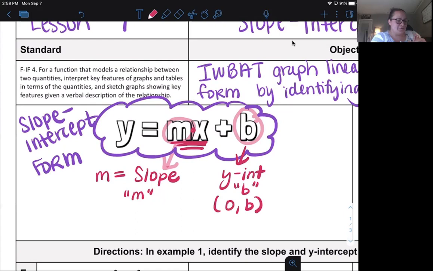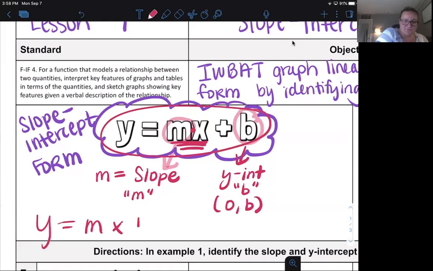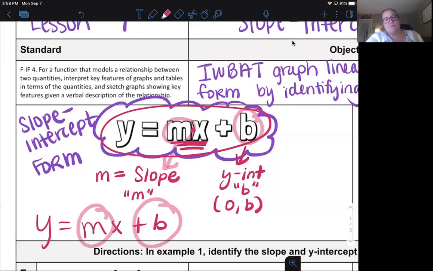So for now, that's enough about slope-intercept form. When you get an equation that looks like y equals mx plus b, you need to remember that m represents your slope, and b represents your y-intercept.